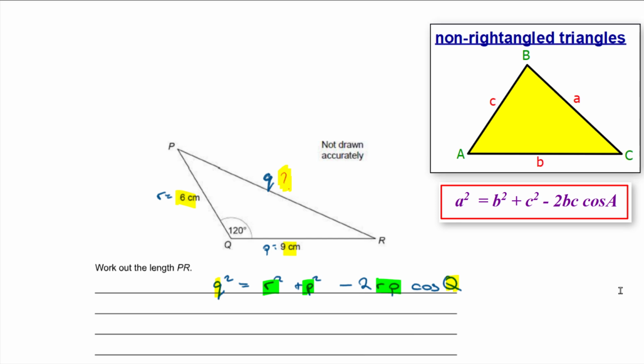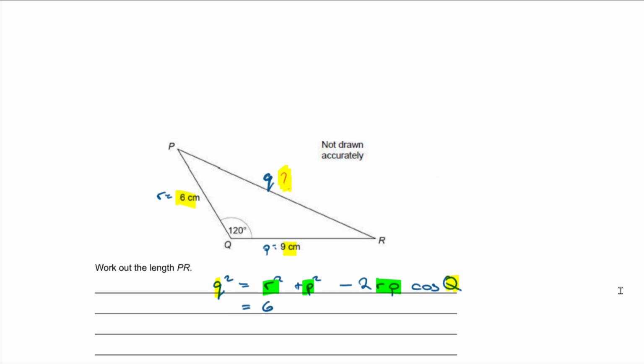Then I can substitute in, so r is 6, so that's 6 squared plus p squared, which is 9 squared, minus 2 lots of 6 lots of 9 cos Q, which is 120. Okay, right, so what's that then?